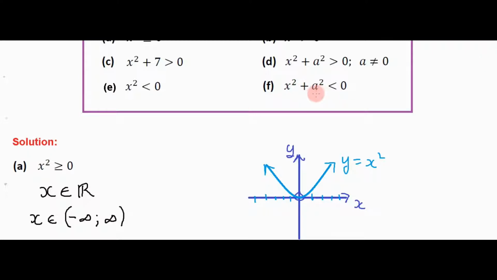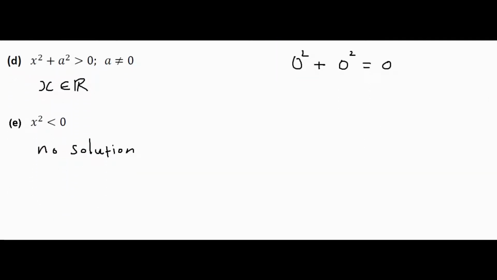Let's look at the last inequality. We have x squared plus a squared strictly less than 0. So we need to solve for x such that x squared plus a squared is negative or less than 0. Now, the left-hand side here is a sum of two perfect squares. And we already said that the sum of two perfect squares will either always be 0 or positive. It can never be negative. So once again, in this case, there will be no solution to this inequality. So no solution.